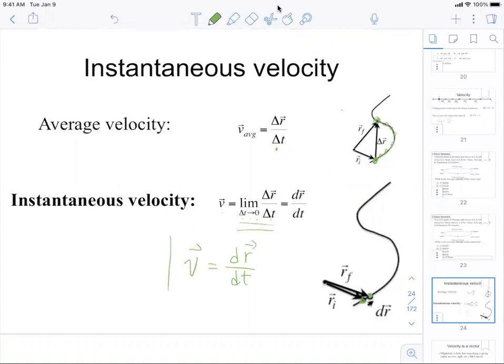That is a very important relationship, okay? dr over dt gives you velocity. That's the difference between instantaneous velocity and average velocity. That's something you have asked about in your pre-lectures. Any questions before I move on from this particular topic?